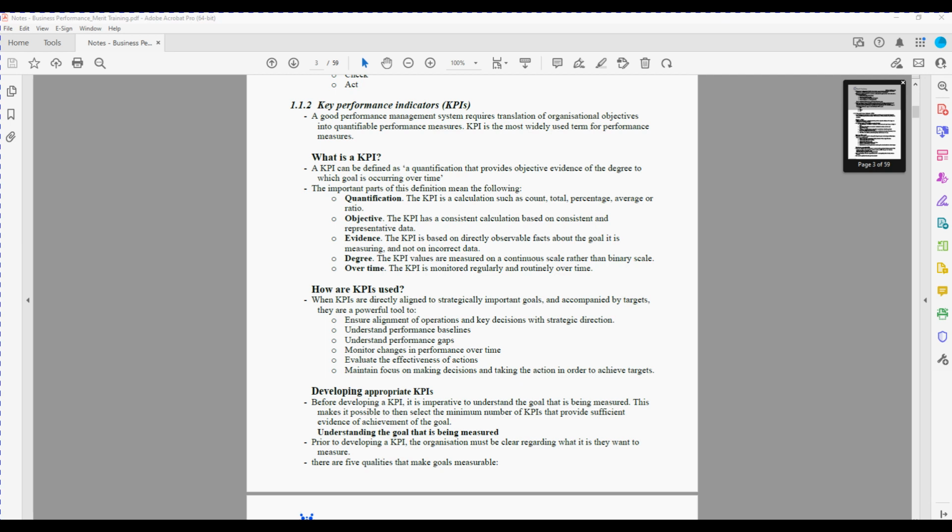Third, there needs to be evidence. It needs to be based on directly observable facts about the goal it's measuring, not on incorrect data. So as I mentioned before, it can't be based on assumption, it can't be based on hearsay, it needs to be based on pure data, because that's actual evidence.